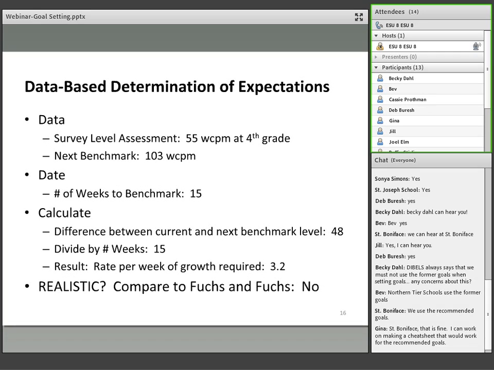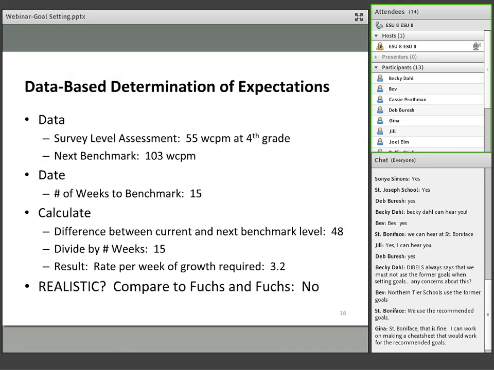For example, if you have a survey level assessment where the student has read 55 words correct per minute, and that could be a survey level assessment or it could be the benchmark that you just did, so they're reading 55 words correct per minute at 4th grade. And we know that for 4th grade, let's say the next benchmark, which would be fall data, is 103 words correct per minute. And the number of weeks to the benchmark is 15.